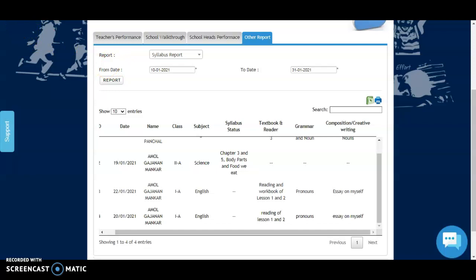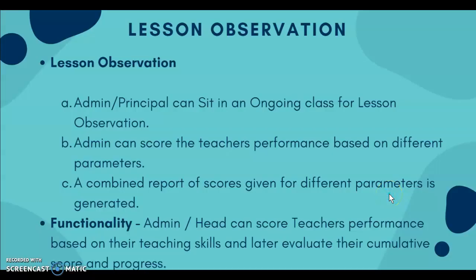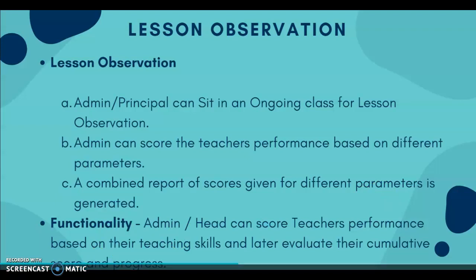Now moving on to the second tab. So the second tab is lesson observation. Lesson observation is where the admin or principal can go in and sit in an ongoing active class for observing the teaching methods of the teacher. The admin can score the teacher's performance based on different parameters, and a combined report of the scores for the different parameters is generated. The functionality is that the admin or head can score the teacher's performance and keep a record of how they have progressed through the last few lectures or the last months or years, and evaluate that based on the score and progress. So let's have a look at it.